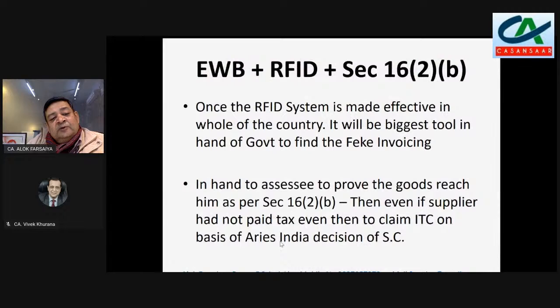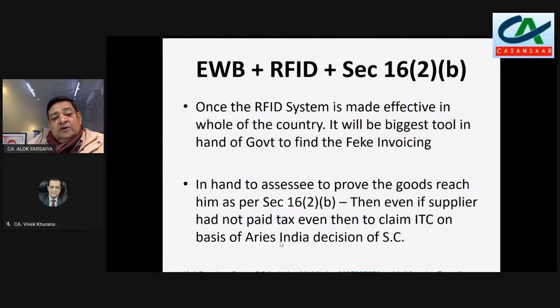There is a mention of RFID, radio frequency identification device. Two states have started this process, and again UP is the first one, where they have installed the RFID towers. For the movement of vehicles within a state, the RFID is necessary to be installed on the vehicle. Otherwise, the vehicle will be liable to a penalty of 25,000 rupees.